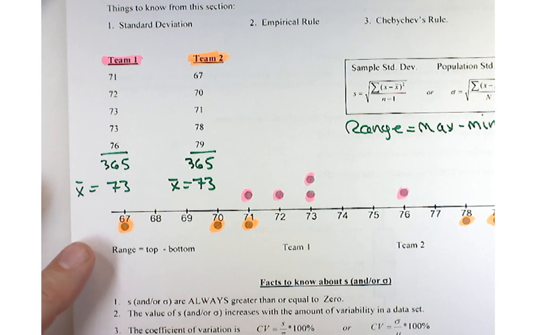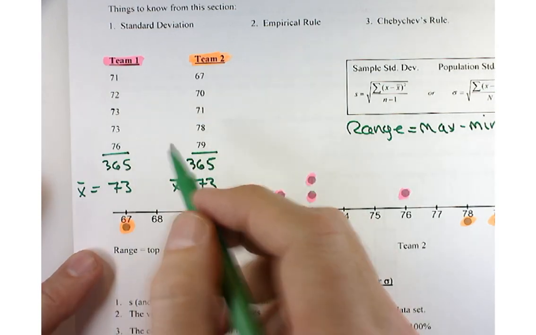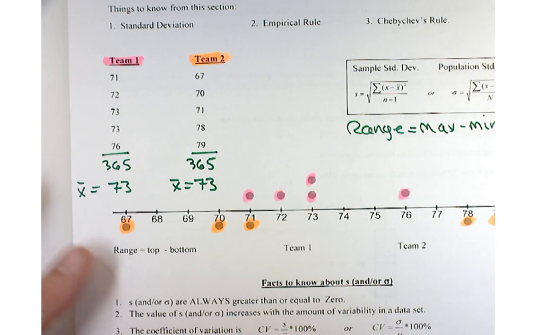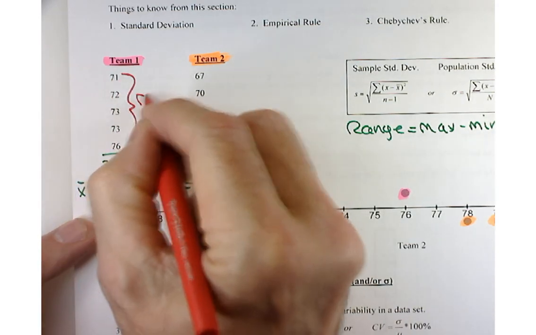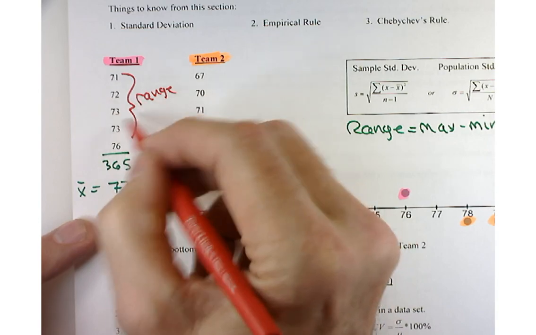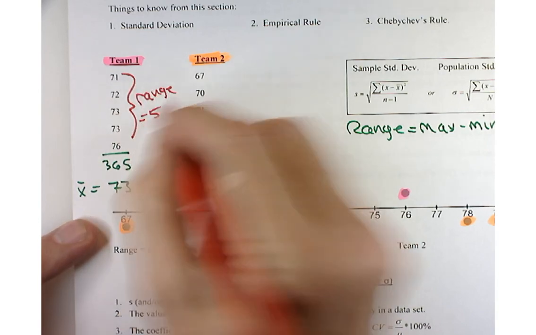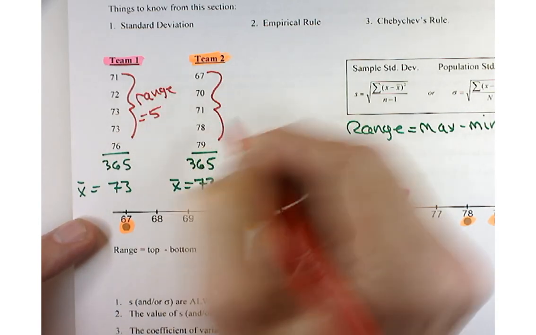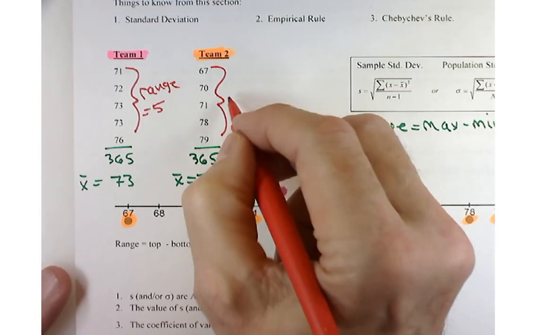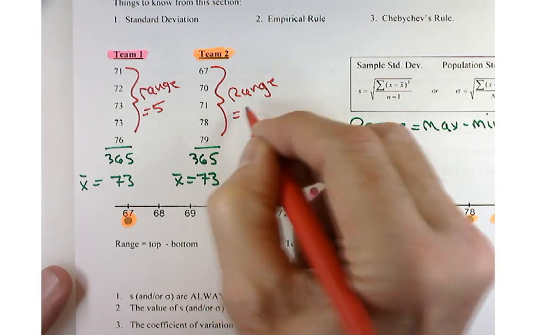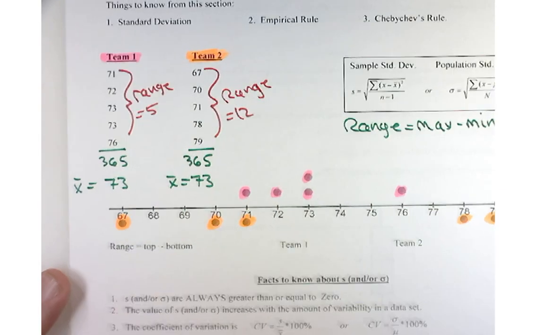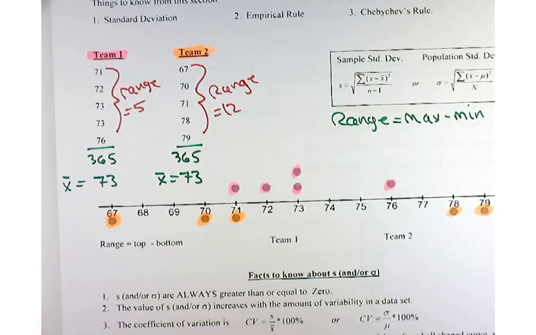So we can look at the range for both of these data sets. So in this one, say the range, well, that's just top minus bottom. That's going to be a range of 5. How about the range of this one? It's okay if you take out your calculators. 12. Thank you. Range is 12 on that one. All right, so that's not bad.